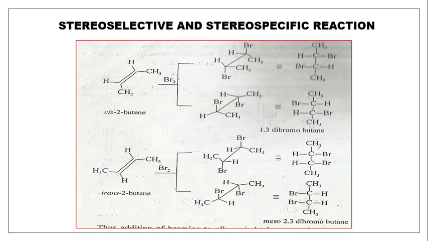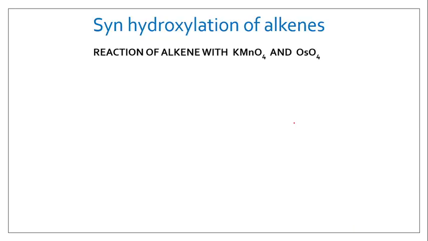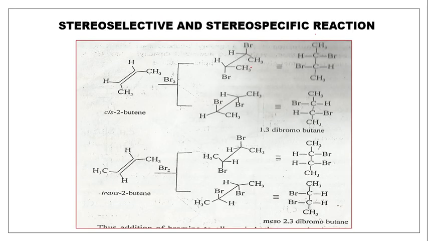And you see, a stereospecific reaction has the condition that the stereochemistry of the reactant decides the stereochemistry of the product. So all stereospecific reactions are stereoselective, but all stereoselective reactions cannot be stereospecific. That is the stereochemistry of the addition of bromine to alkenes.